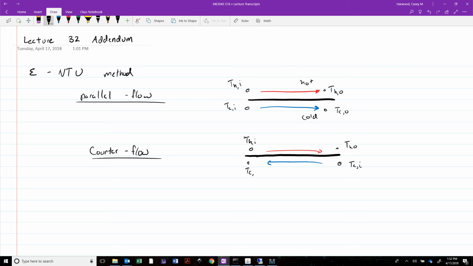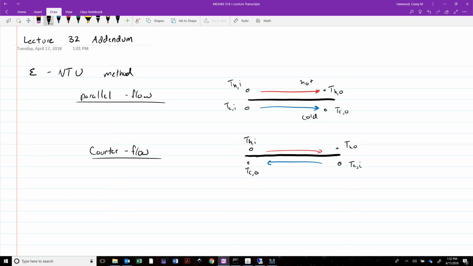And so the important thing to take away from this is, right, the inlet and the outlet of a fluid, whether it's the hot fluid or the cold fluid, are defined with respect to the direction the fluid is flowing, not the location on the actual heat exchanger. So if you're dealing with a counterflow heat exchanger, the inlets are not necessarily going to be located right next to each other, and the outlets won't be located right next to one another.